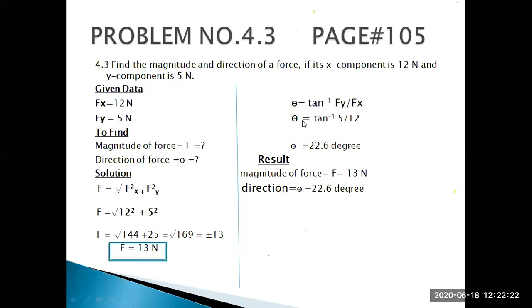I'm just putting the values. Theta is equal to tangent inverse of 5 divided by 12, because the vertical component of the force is given as 5 Newton and the horizontal component of the force is given as 12 Newton. Fy is equal to 5 and Fx is equal to 12.